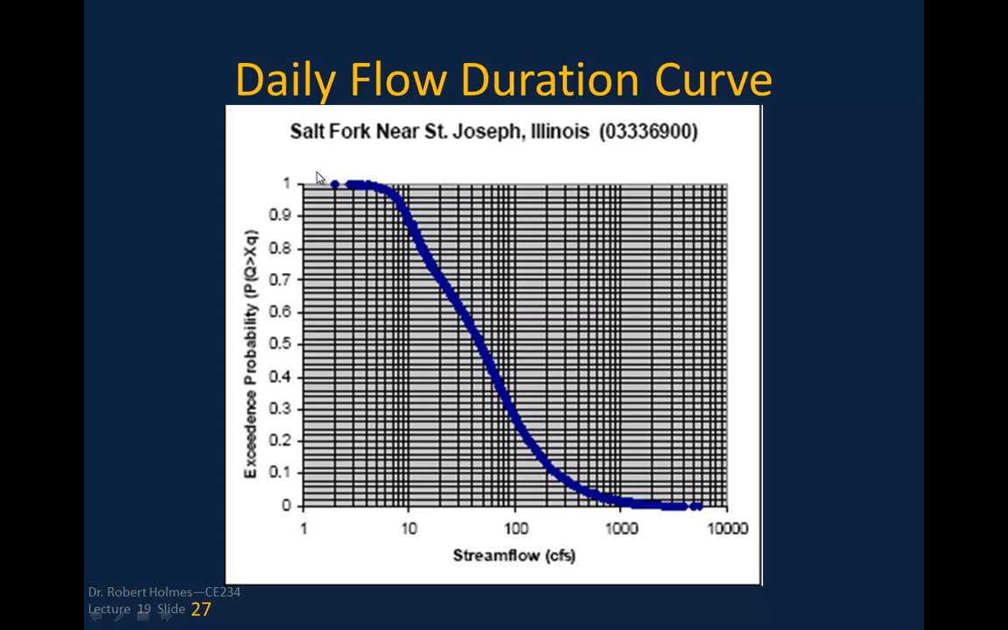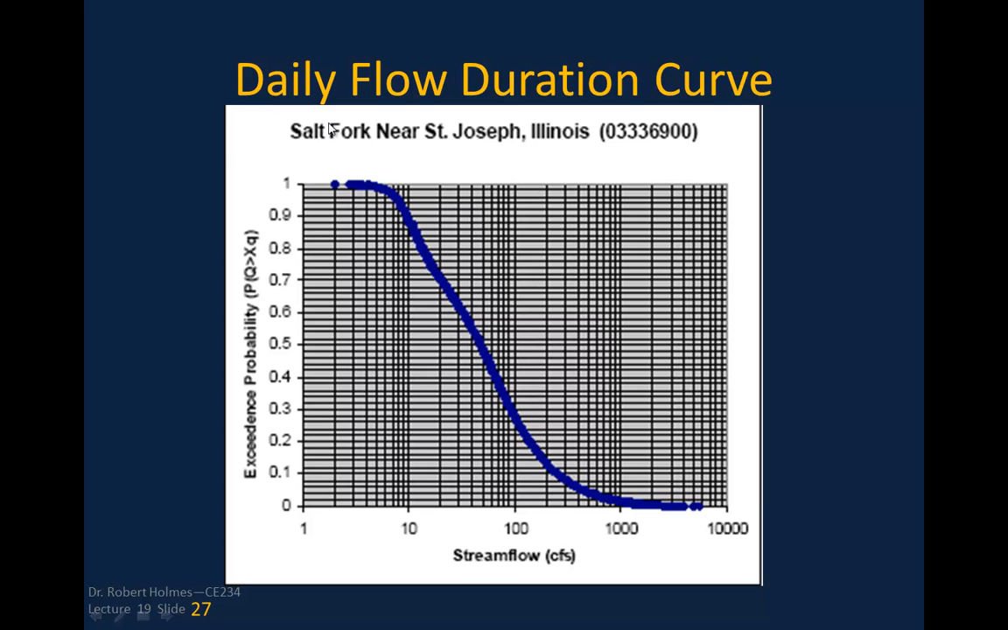This is data that was collected at Salt Fork near St. Joseph, Illinois, and I can take all the data over time that's been collected there. In this case, it's a daily flow rate, and I can rank that, and I can say the probability of exceedance. And so I can look and say everything above 2 CFS has 100% probability of exceedance. You get up here, this is log space, so this is 2,000, 3,000, 4,000, 5,000 cubic feet per second. You've got a very much smaller probability of exceeding.